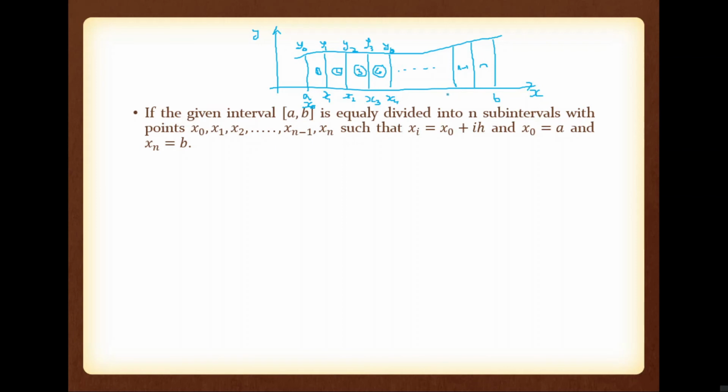etc. This is x n minus 2 and this is y n minus 2. This is x n minus 1 and this is y n minus 1, and b is xn and the corresponding value is yn. Okay.